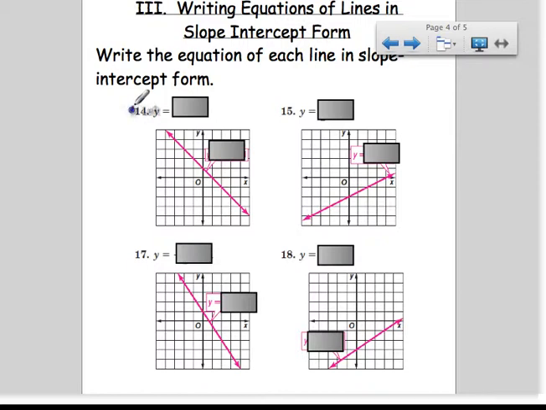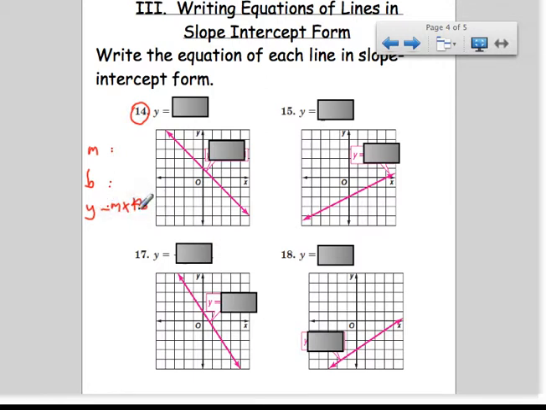So looking at 14, if I want to write the equation, I know that I need to know the slope and the y-intercept of the line, and then I just put those things together because I know that slope-intercept form just combines those pieces of information, y equals mx plus b.